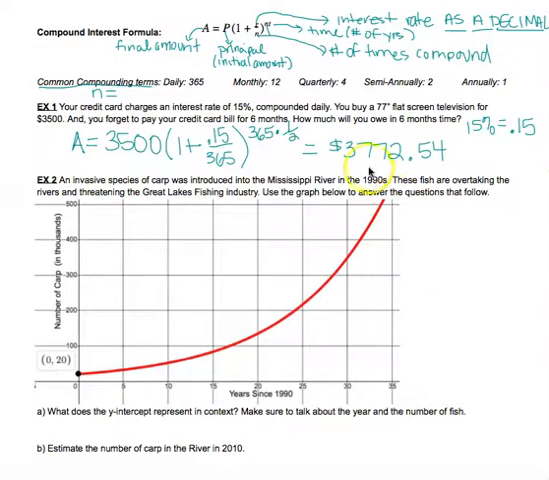So in just 6 months, look at how much more you've paid, $272 more just for the fact that you have to pay the interest.